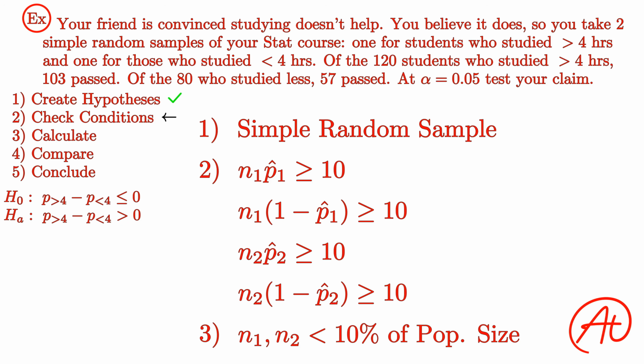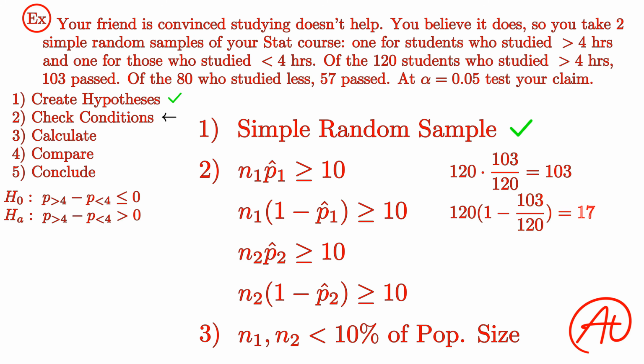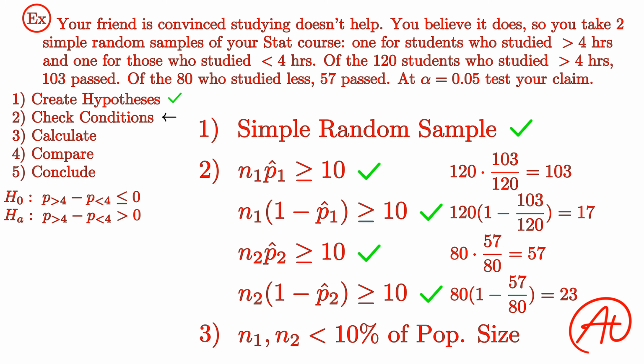Going through these for our problem, the question states that you take simple random samples, so that checks off the first condition. Next, the sample size of students who studied more than 4 hours is 120, and the corresponding proportion is 103 divided by 120. The sample size of students who studied less than 4 hours is 80, and the corresponding proportion is 57 divided by 80. Doing the math on each of these, we find that each of them are greater than 10, so that checks off the second condition.